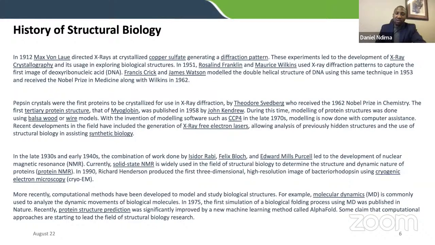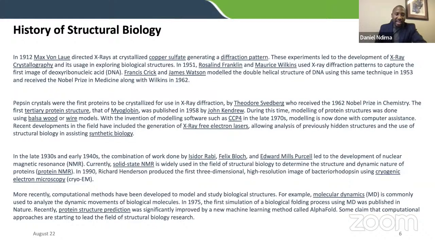You can understand where we come from as human beings, how we used to understand certain principles in science, as compared to how we then revolutionized science to ensure that we're able to see some of these critical molecules at close range. Fast forward, in the late 1930s and early 1940s, a combination of work done by Isidore Rabi, Felix Bloch, and Edward Mills Purcell led to the development of nuclear magnetic resonance, NMR. Currently, solid NMR is widely used in the field of structural biology to determine the structure and dynamic nature of proteins.